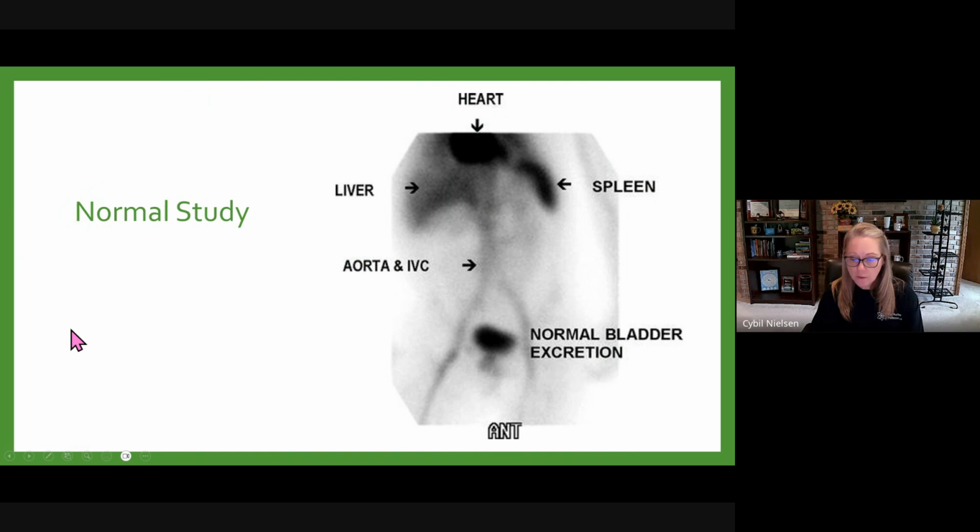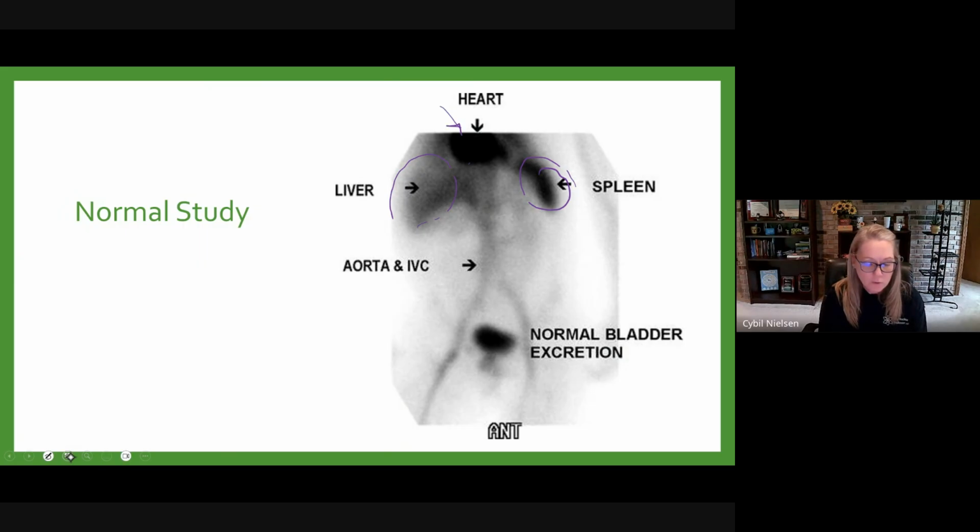So this is normal biodistribution. Spleen is going to be hot because no matter how careful you are labeling those cells, you're still going to damage some of them, and damaged red blood cells go to the spleen. This is going to be liver. This is heart at the top.